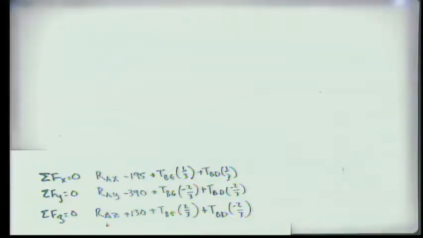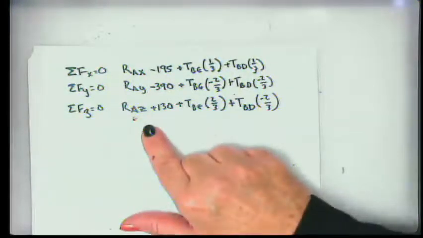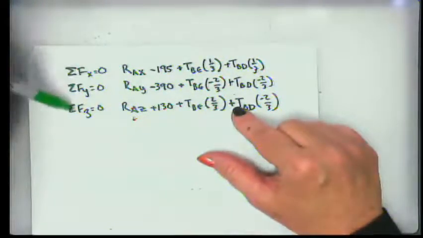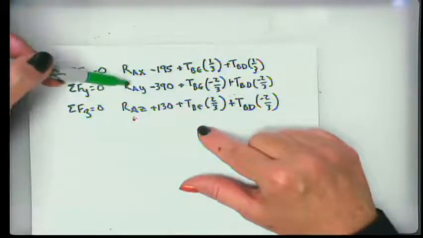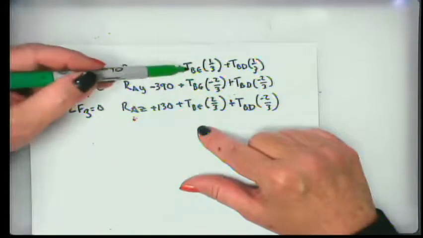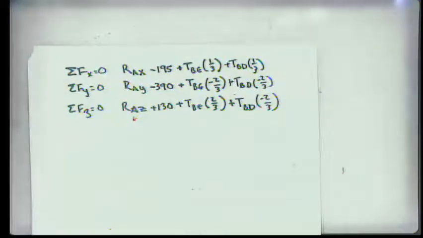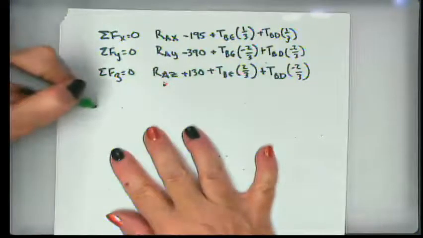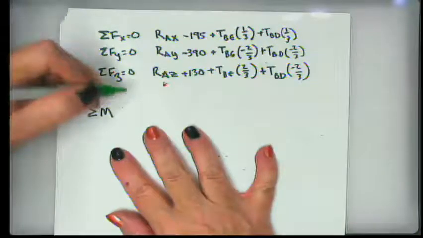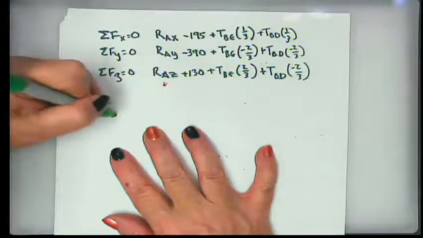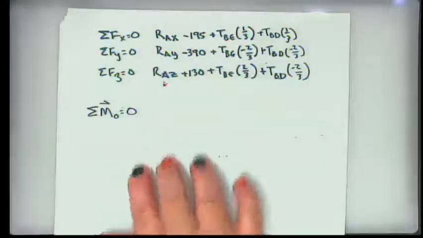So what I want to show you to begin with is we have 1, 2, 3 equations, and we have 1, 2, 3, 4, 5 unknowns. Is there any way that we can solve that? If we have 5 unknowns, algebraically, we have to have 5 equations. So guess what we get to do? More equations. What would they be? How about the summation of moments in all vector directions about any given point equals 0?